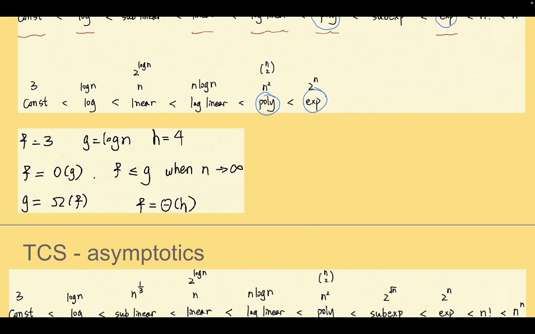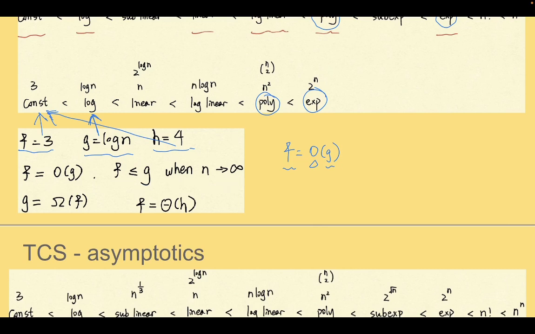I'm giving you an example to show you what the big O notation is. Like f is 3, g is log n, h is 4. There are 3 functions, okay? These two are constant time. g is log n time, right? And f equals O(g). The big O notation is basically saying that f is less than or equal to g in runtime when n goes to infinity, okay?